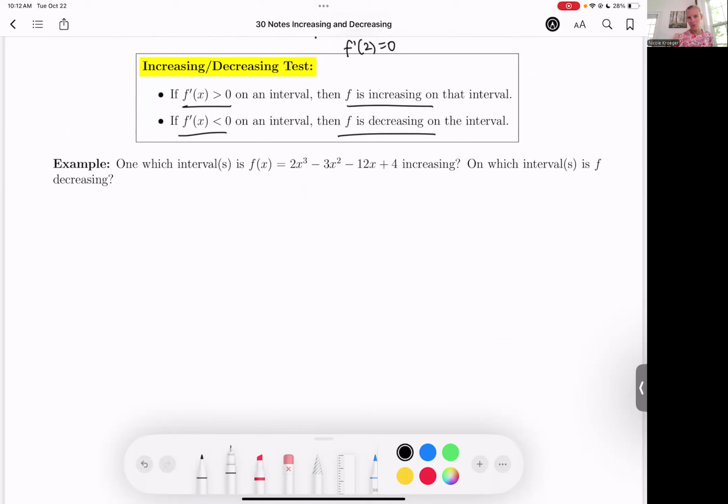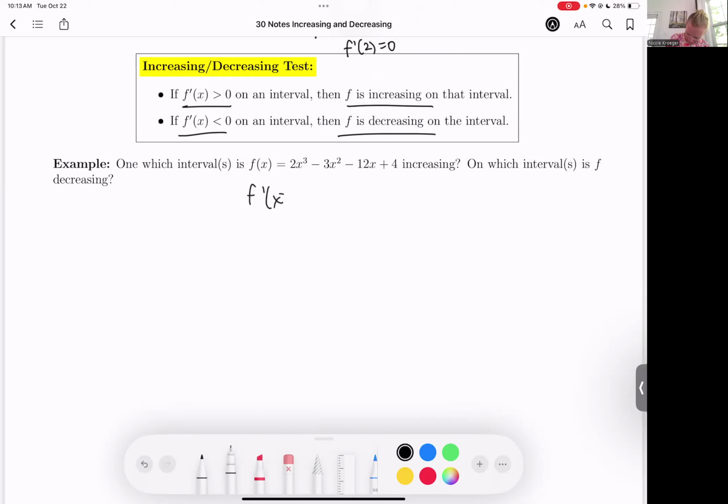So the way that we are going to use this is we're going to have to figure out where the derivative is positive and where the derivative is negative. So let's look at what we're going to do here. This problem is asking us, where is this function increasing? Where is it decreasing? So the first thing we're always going to do is take a derivative.